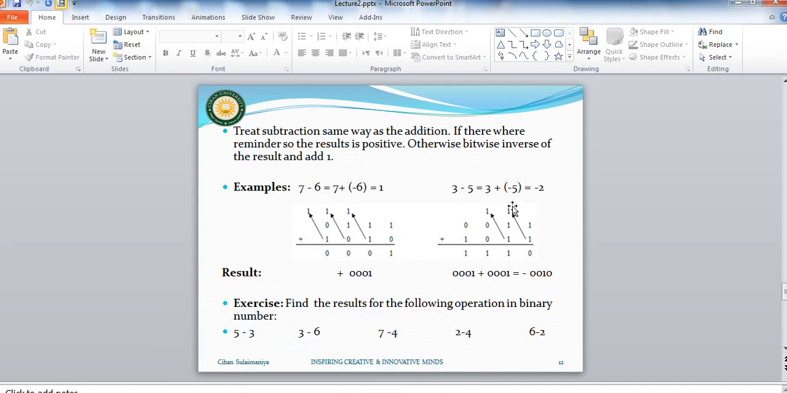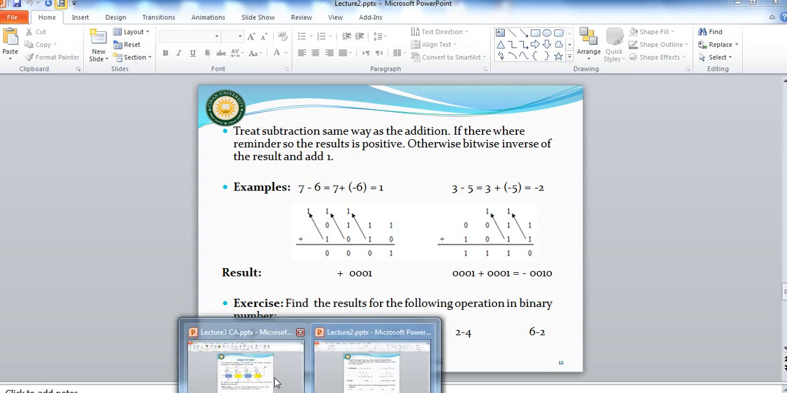It's not only B twist. I have to B twist, and then I have to add 1 because it's 2's complement. So we have to add this number, which is 3, plus the 2's complement of 5. 2's complement is not only B twist of 5, it's B twist and add 1. So what about add 1? How do I add 1?